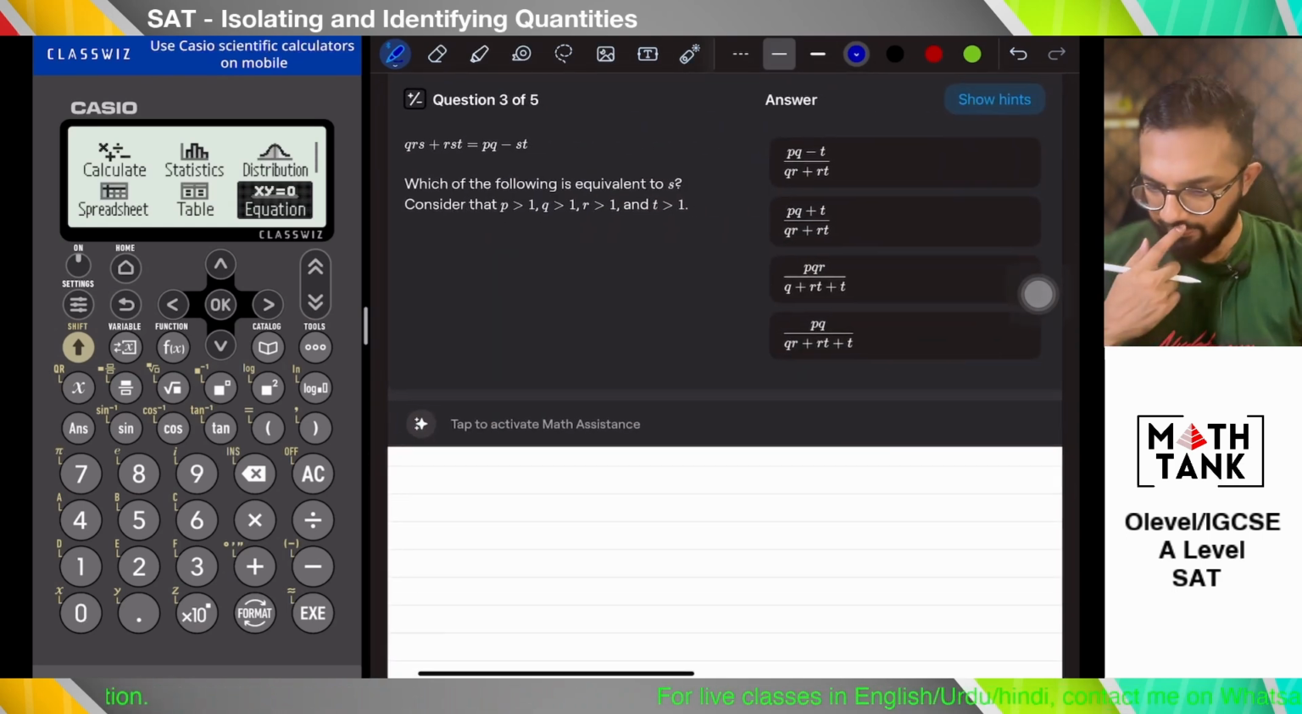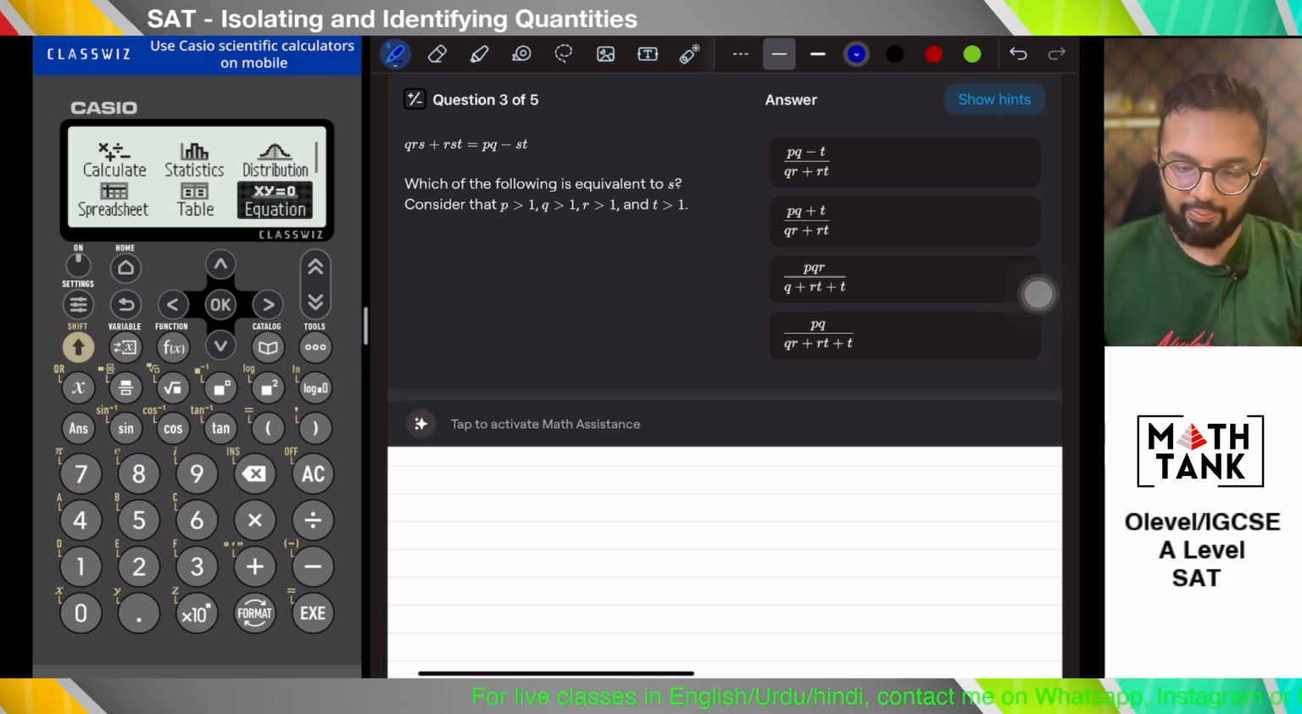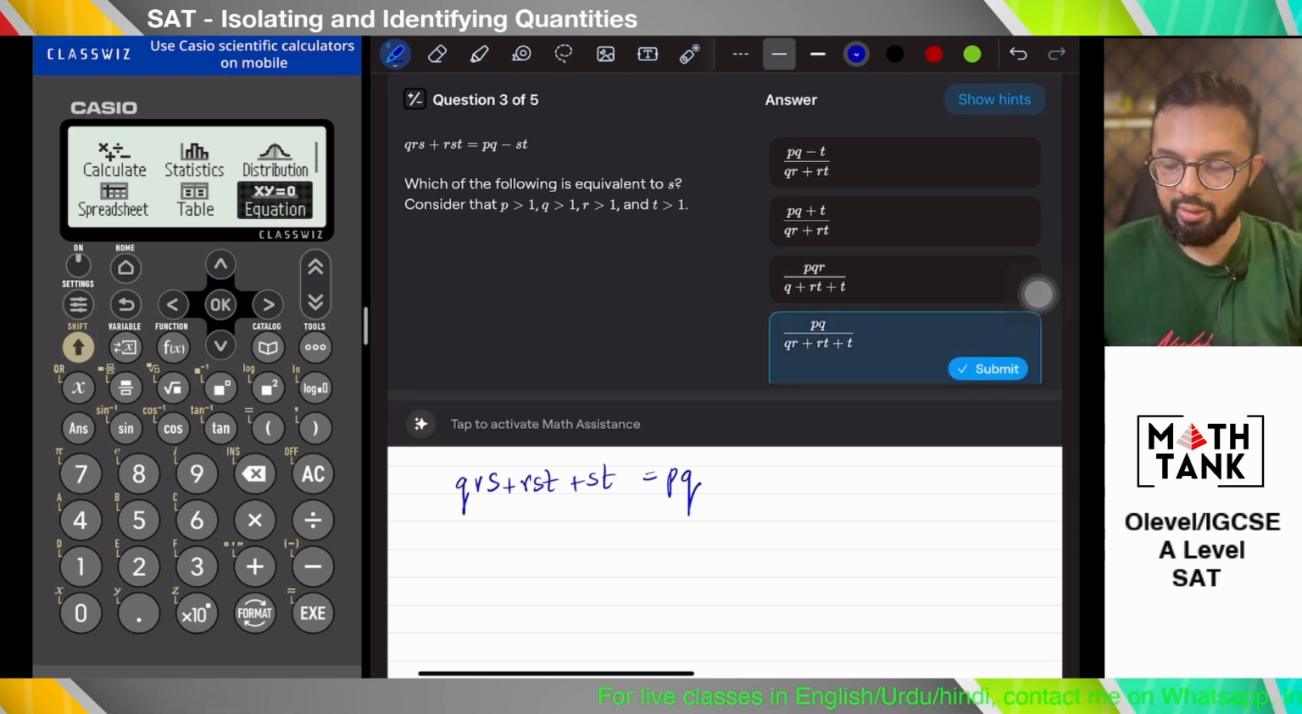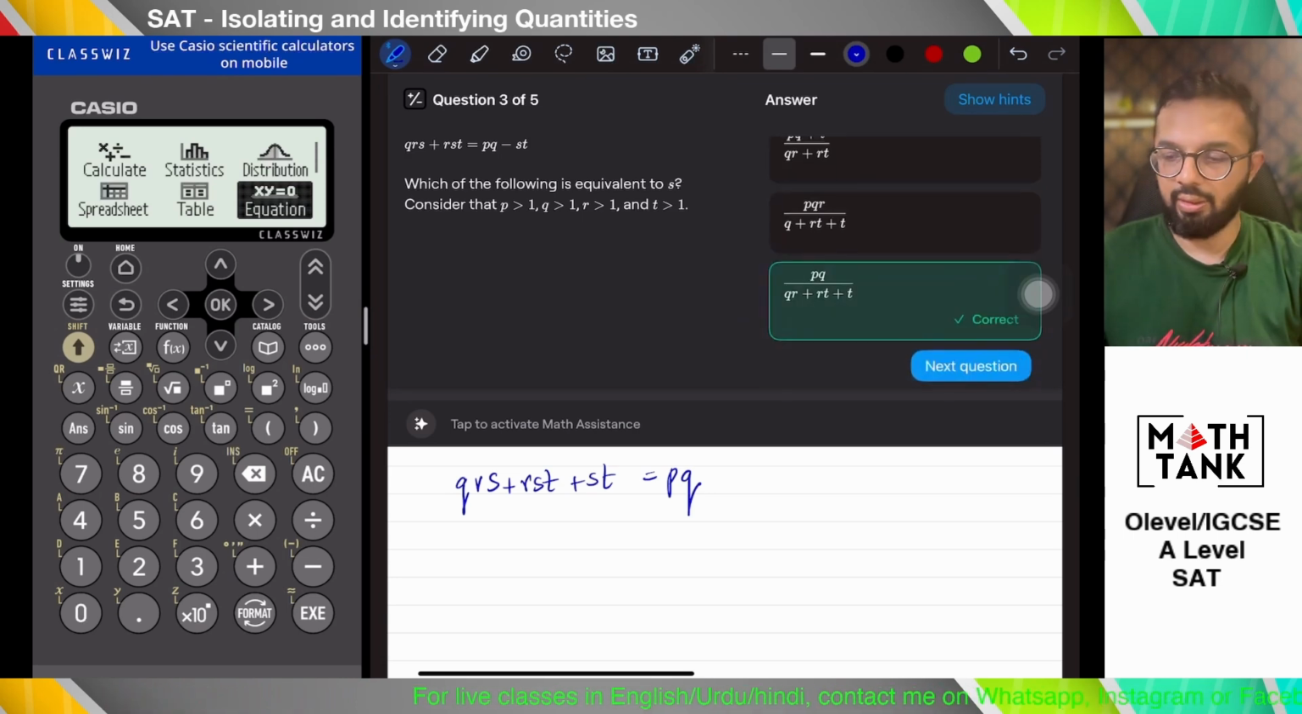Okay, which of the following is equivalent to S? So what I'm going to do is first gather all the S values. Okay, there's a third S as well, QRS. So PQ is going to be in the numerator and everything else is going to be in the denominator except S. That should be the correct answer then.